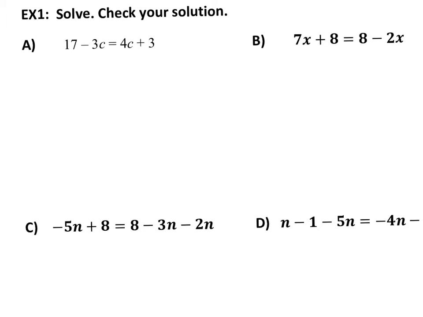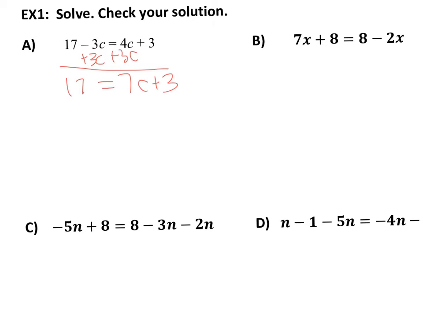Now, in example 1, letter A, we are going to solve and check our solutions. 17 minus 3c equals 4c plus 3. So my first step is to add 3c to each side. And the reason why I want to add is so I end up with positive values. So 17 equals 7c plus 3, because 4 plus 3 is 7.